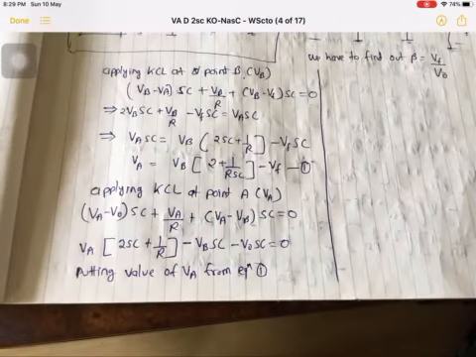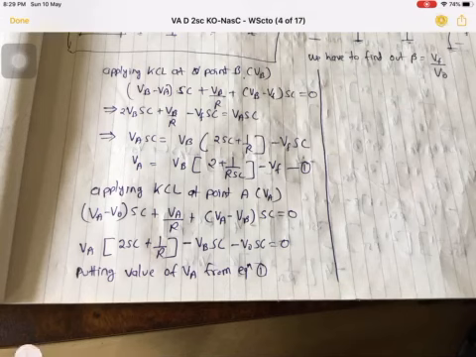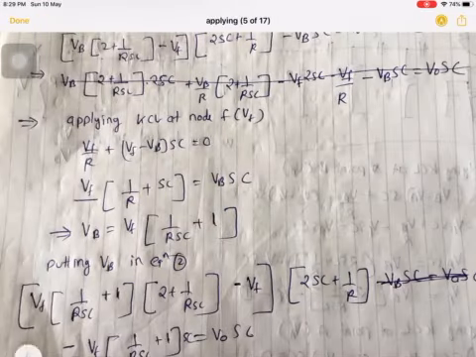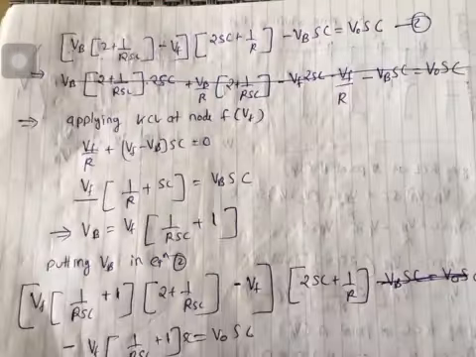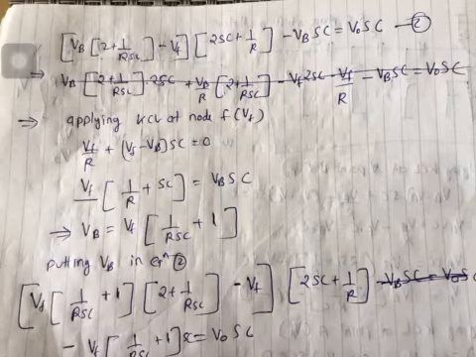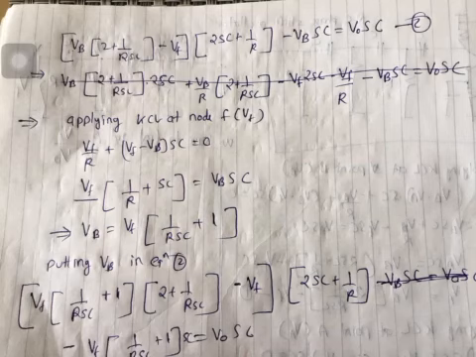If I put the value of VA, at the place of VA I will write VB times 2 plus 1 by RSC minus VF. So here I have written VB times 2 plus 1 by RSC minus VF, times 2SC plus 1 by R, minus VBSC equals VOSC. Apart from the value of VA, I have kept everything the same. So I have just put the value of VA in this equation. I have named this equation 2.